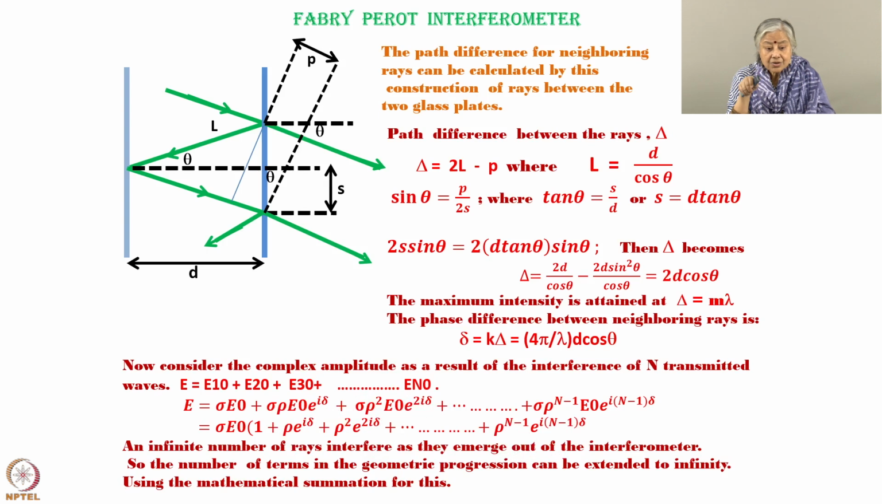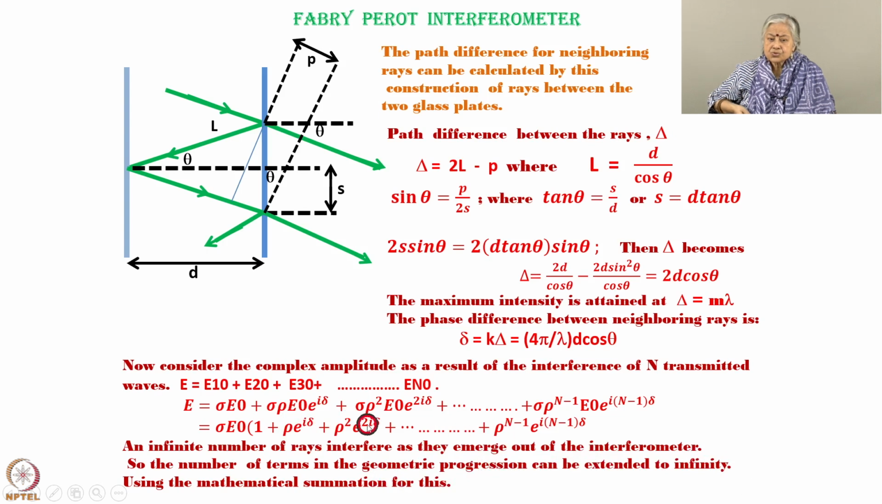So, instead n is actually very large. N is a very large number of rays, so we can think of n to be infinite. An infinite number of rays interfere as they emerge out of the interferometer. So, the number of terms in the geometric progression can be extended to infinity.